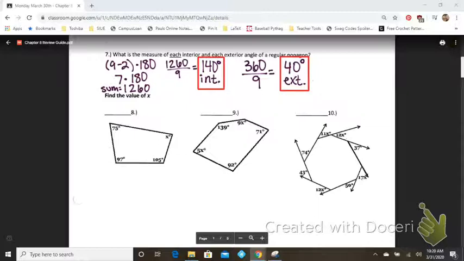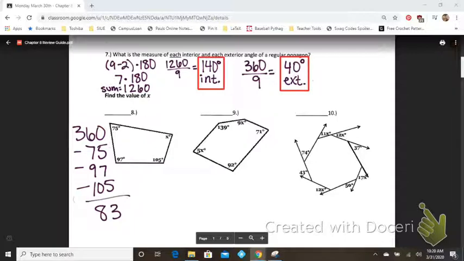All right, next up, we've got some polygons. We are trying to find the value of x. Number 8 should be pretty easy because this is a quadrilateral. You should know that the sum of the angles in a quadrilateral are 360. So we just need to subtract off those angles that they gave us, and that will give us our leftover angle. When I subtract all of those, I'm getting 83. So that's what I believe x should equal for number 8.